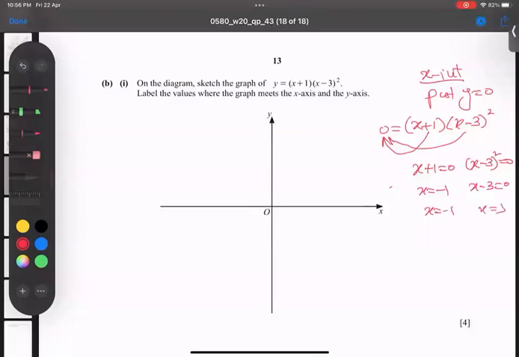So I'm getting two answers. One answer is 3 and one answer is minus 1. So let's mark 1, 2, and 3, and here minus 1. So 2 points are confirmed. I put a cross here so you can understand.